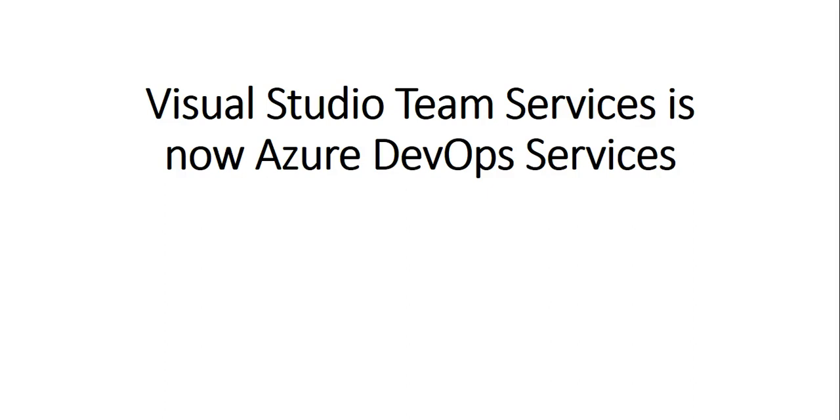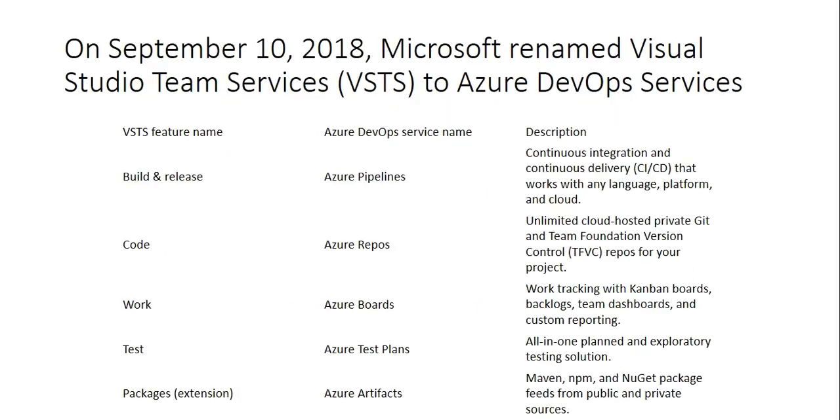Well, just an announcement: Visual Studio Team Services is now Azure DevOps Services. The VSTS console that we were working on in this series has now been renamed to Azure DevOps Services. It's a different component now. All the documentation is updated with the new terminology as well. So what's in there for us?